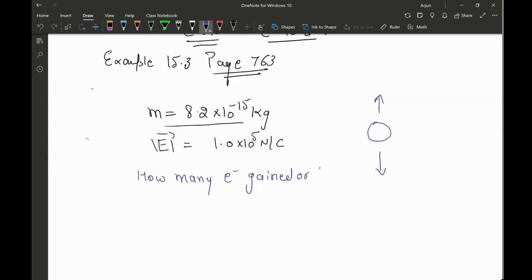So how can I first of all figure out whether electrons are gained or lost? If the charge on the oil droplet comes out to be positive, then electrons are lost. Positive charge on the oil droplet means lost electrons. If the oil droplet comes out to be negative, then the electrons are gained.